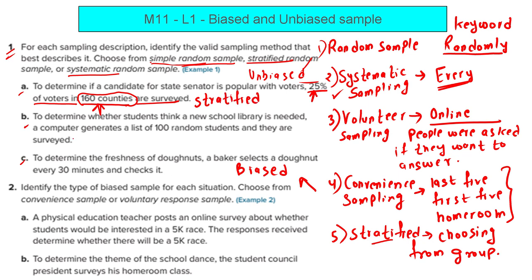Okay. Next, to see the number. Where is the number? Here. 100 random students are selected. So whenever you see the word random, the students are selected randomly. So this is simple random sampling.